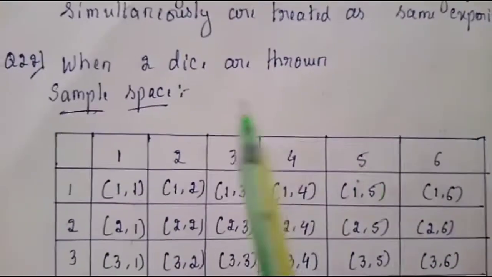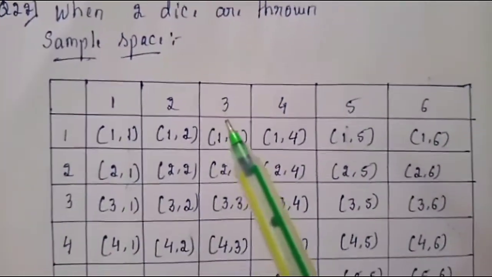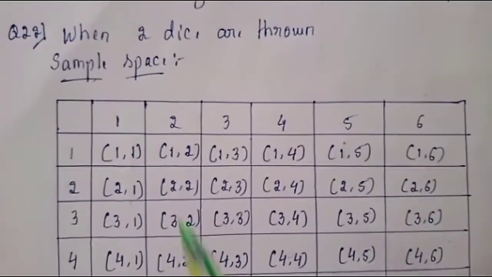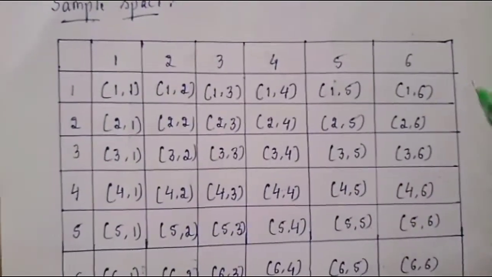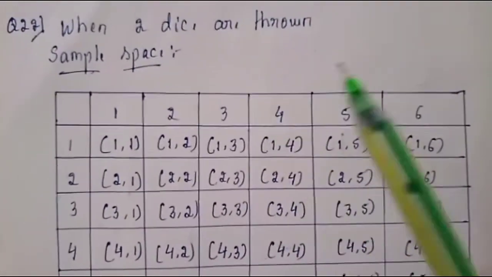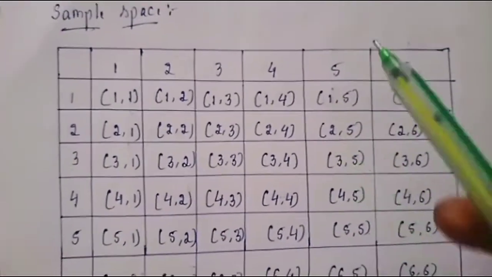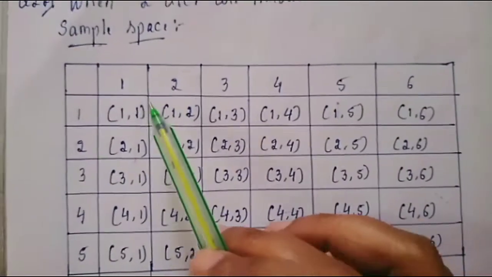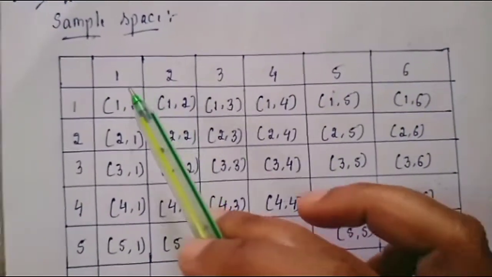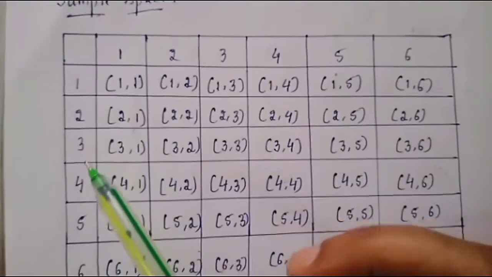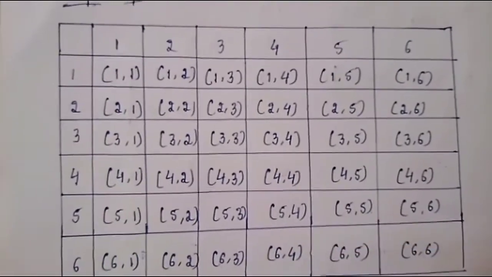So when you throw two dice, there are 36 outcomes. So this we call the sample space. Already I told you, the number of outcomes is different and the outcomes are different. Whatever you write as outcomes, that is called the sample space. See, think that 1, 2, 3, 4, 5, 6 is of the first die. And 1, 2, 3, 4, 5, 6 is the second die.